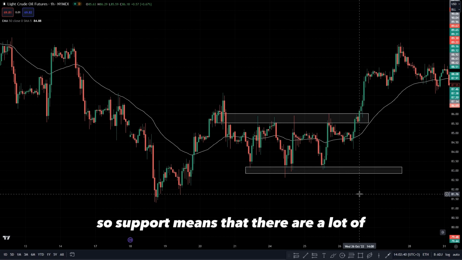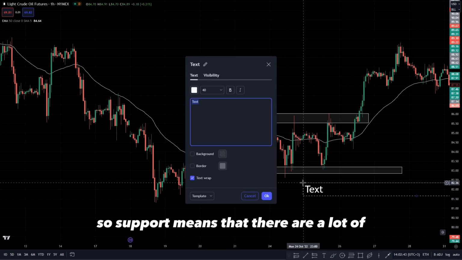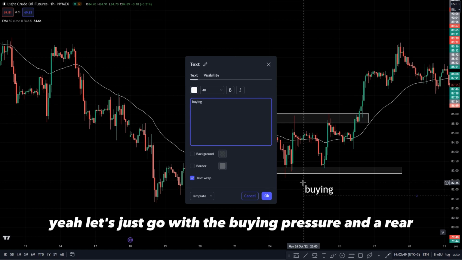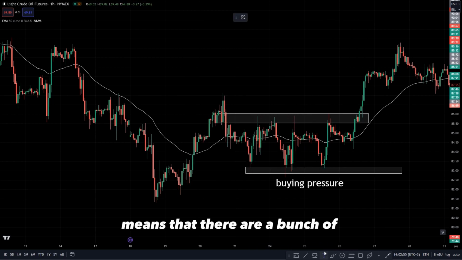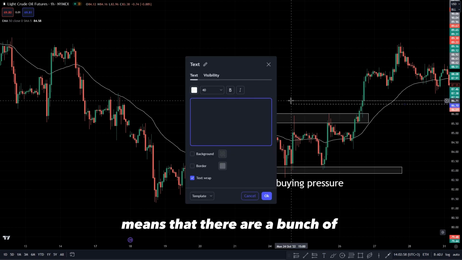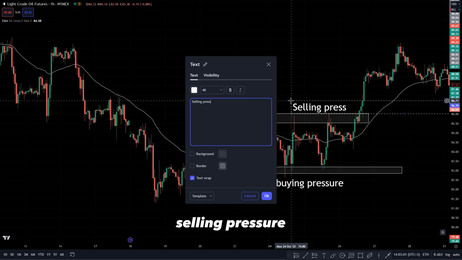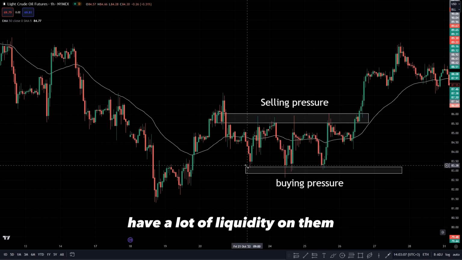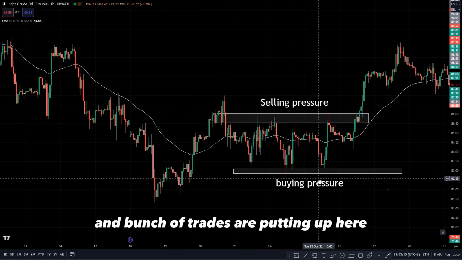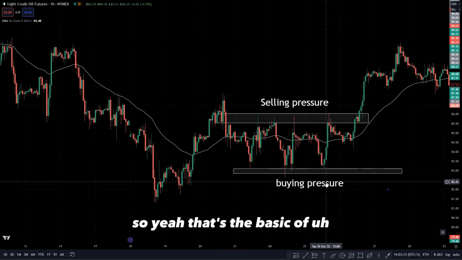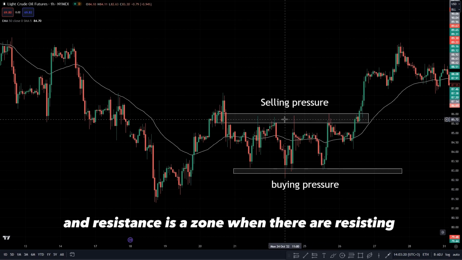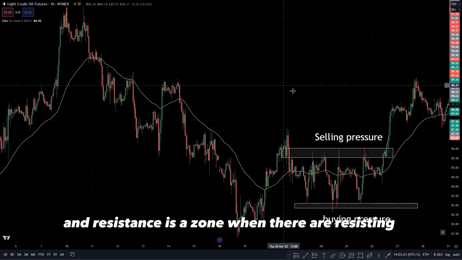Support means that there is a lot of buying pressure, and resistance zones mean that there is a bunch of selling pressure. So this means that these zones have a lot of liquidity on them and a bunch of trades are put up here. So yeah, that's the basics of support and resistance. Support is a zone where there's buying pressure, and resistance is a zone where there is selling pressure.